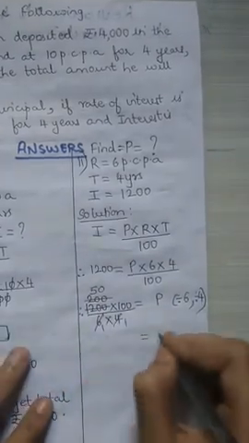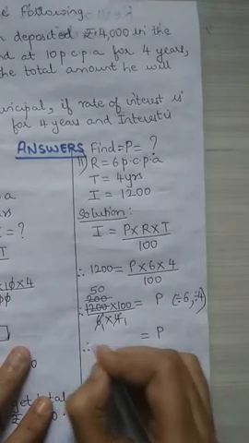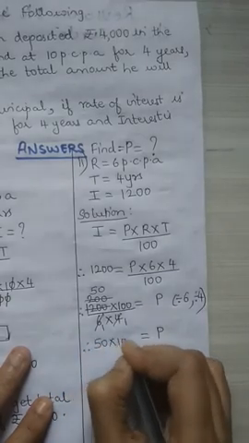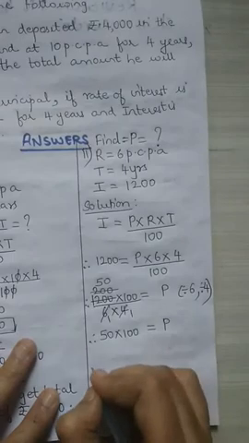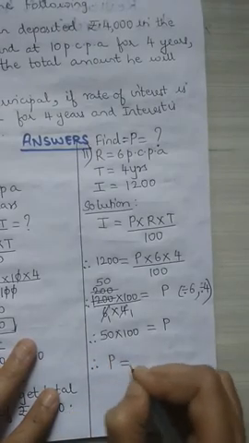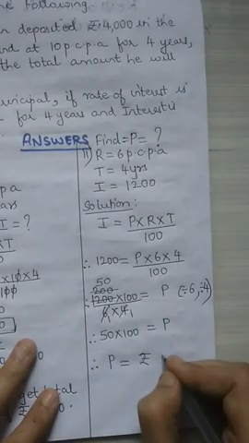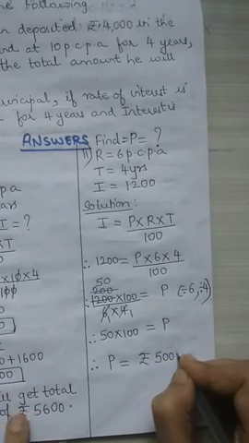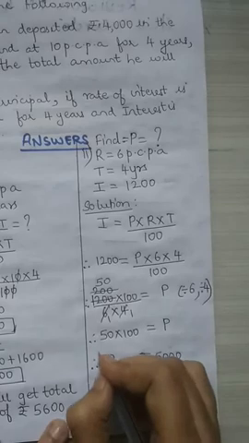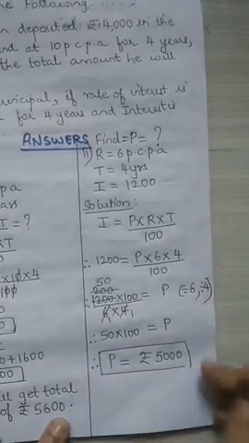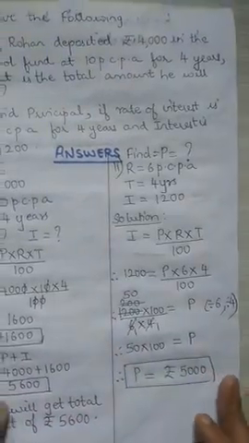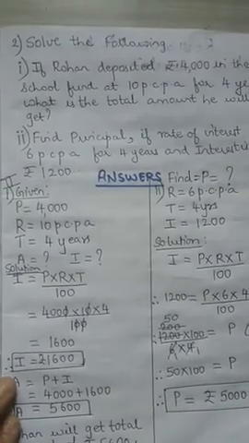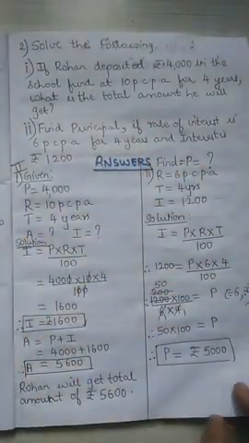Okay. Now what is left with P? 50 into 100 is left upon 1. Okay. So how much is P? P is equal to rupees 50 into 500 will give you 5000 rupees. So this is my answer. Clear with this, girls? Clear with this? How you are supposed to do this, girls?